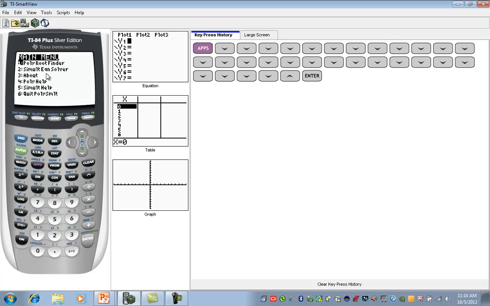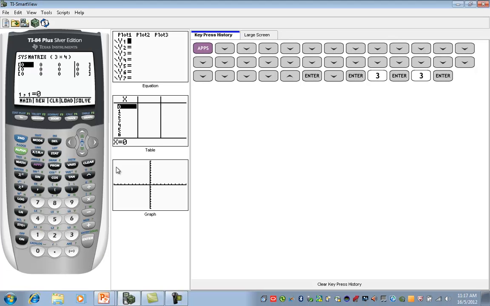When you enter Polynomial, you should see something that looks like that. Yours might look slightly different because of a difference in the version, but you should still see Polyroot Finder and Simultaneous Equation Solver. Now, because we are solving multiple equations, we will go into number 2, Simultaneous Equation Solver. The number of equations that we have, in this case, is 3, and the number of unknowns is also 3. Your screen might look slightly different, but basically what you want to focus on is the number of equations and the number of unknowns. Okay, so now I am going to key my augmented matrix in.